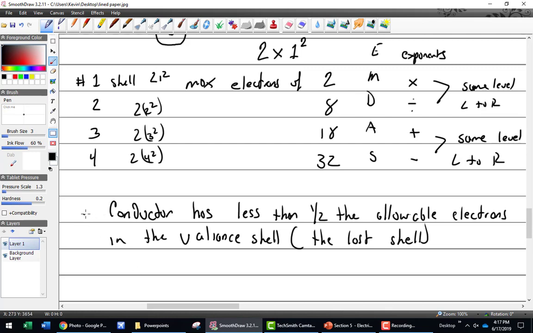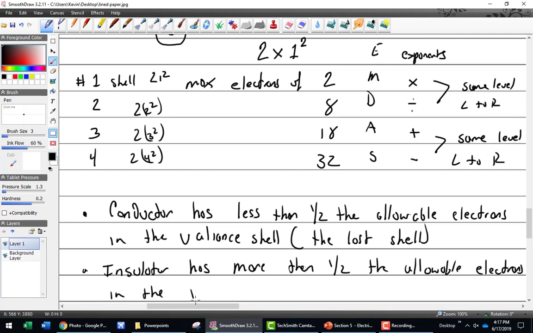And an insulator has more than 1/2 the allowable electrons in the valence ring. It's actually called valence ring, which is the last shell. Everybody with me so far?